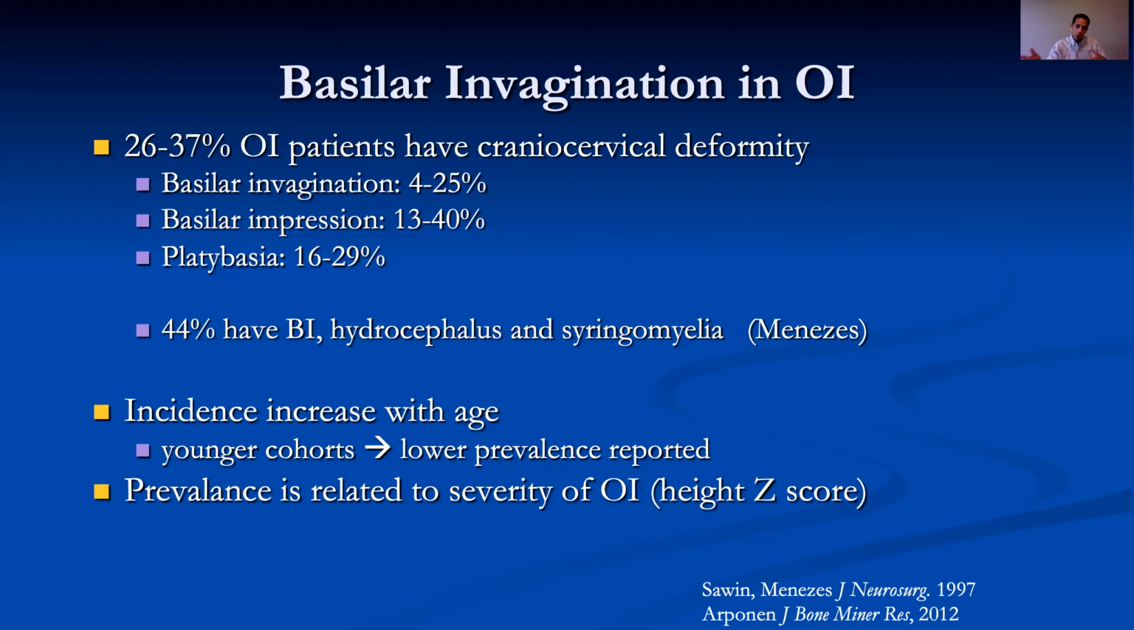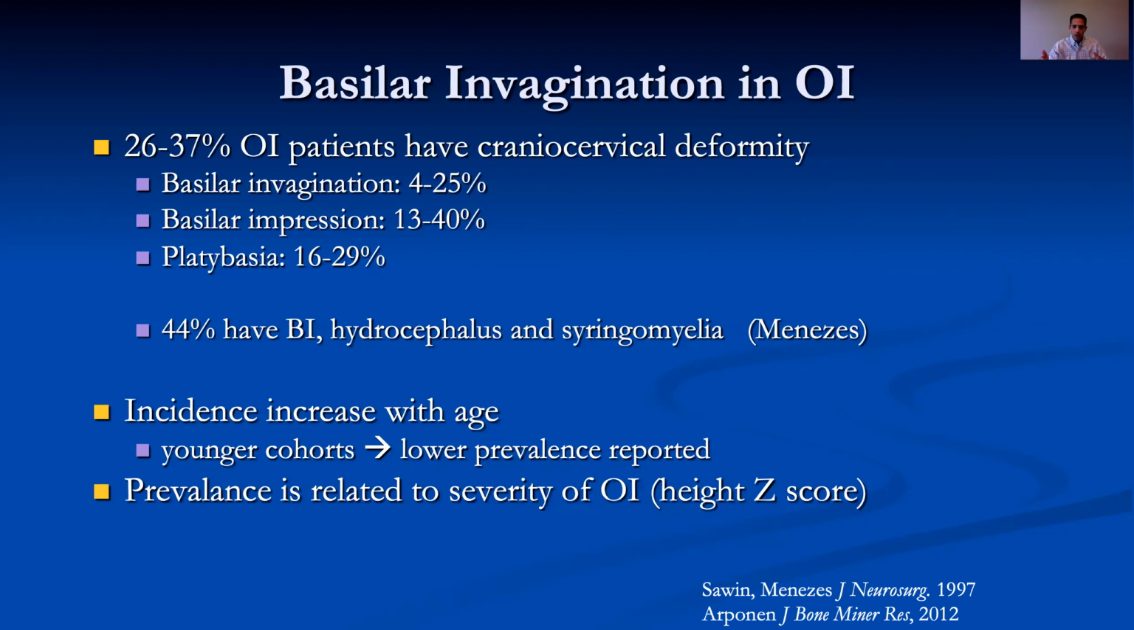So as you get older, you may develop basilar invagination. And in younger patients, if they were studied, they would have a lower incidence. And we think the prevalence is related to the severity of the OI. The worse the bone, the higher the presence of basilar invagination. So much so that we have recommended screening all of our patients with severe spinal deformity for basilar invagination. Unfortunately, bisphosphonates have not been shown to have a significant effect at preventing BI.